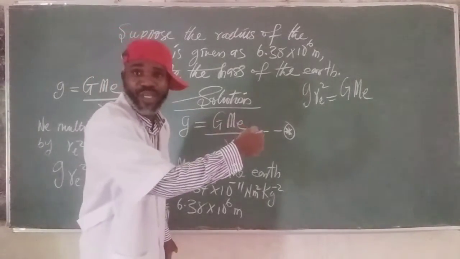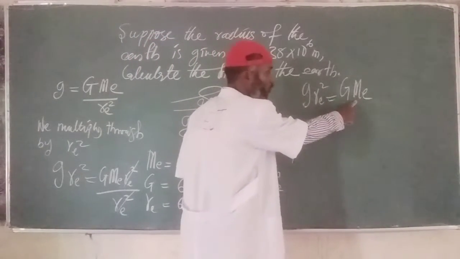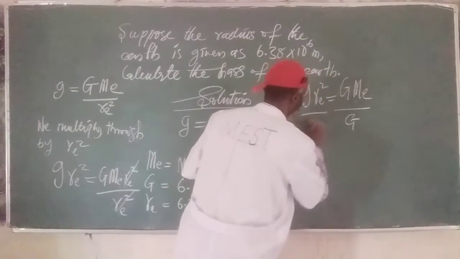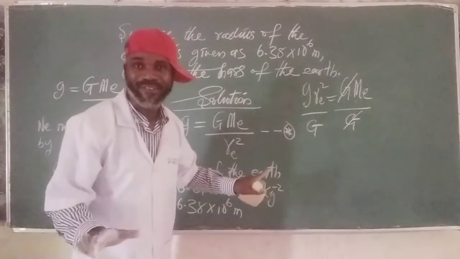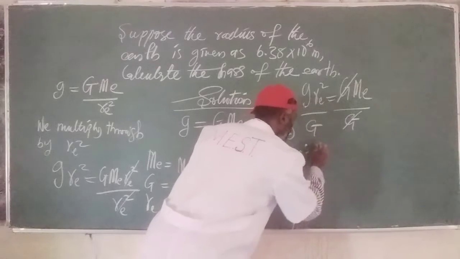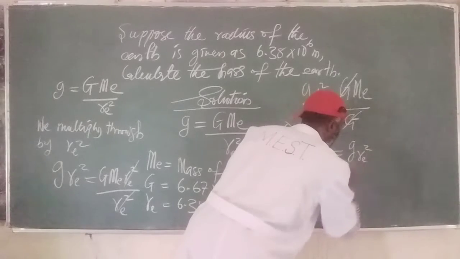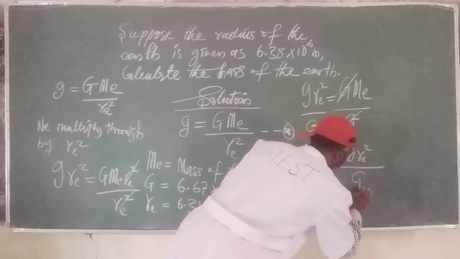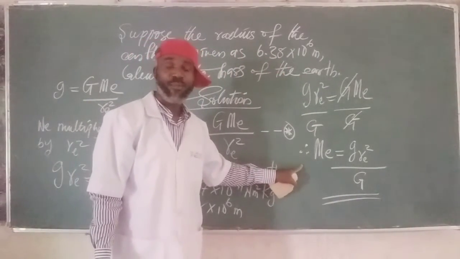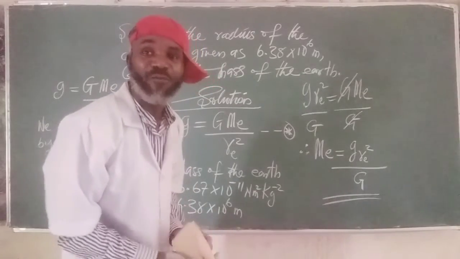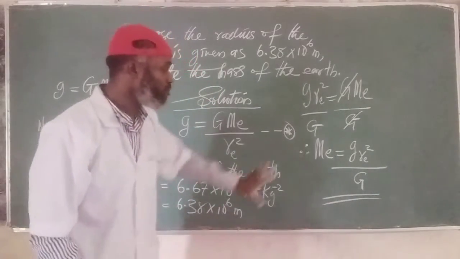There is something we are going to do here. Quickly, you can see capital G is attached to ME. So we divide all through by capital G, which takes care of this, leaving ME all alone. Therefore, ME is equal to small g RE squared all over capital G. So we have succeeded in making ME the subject, the mass of the earth.